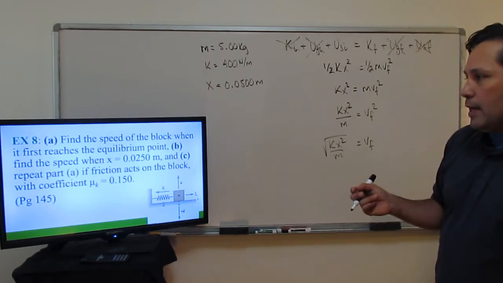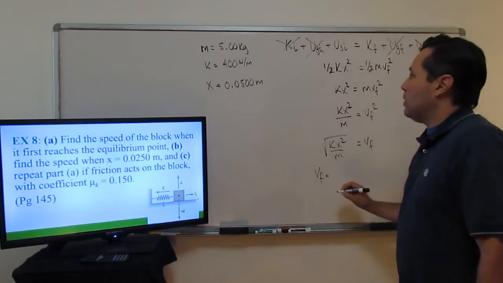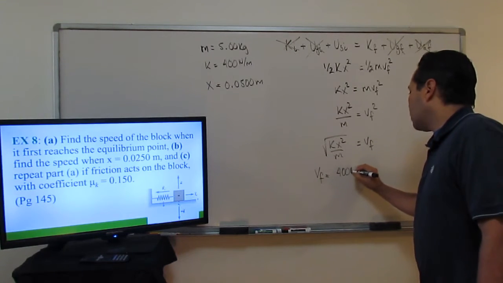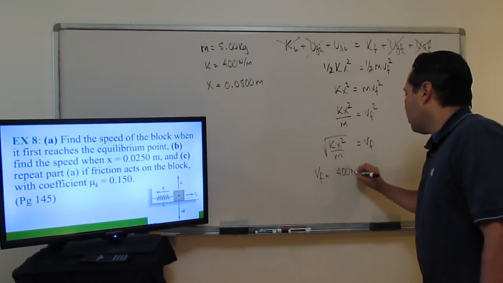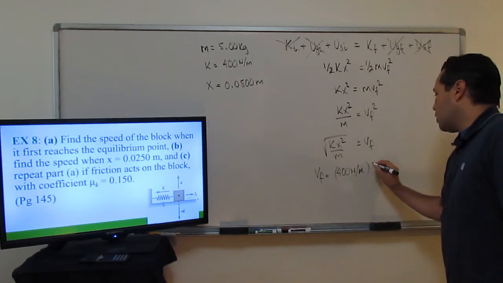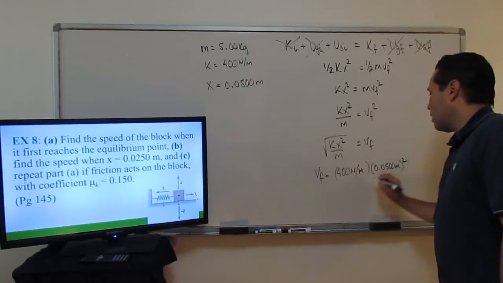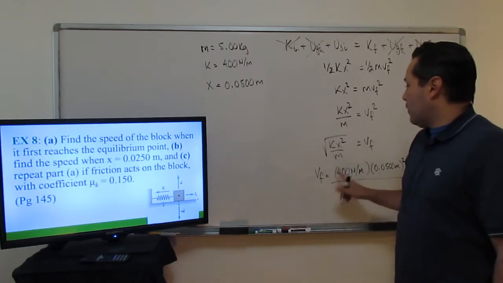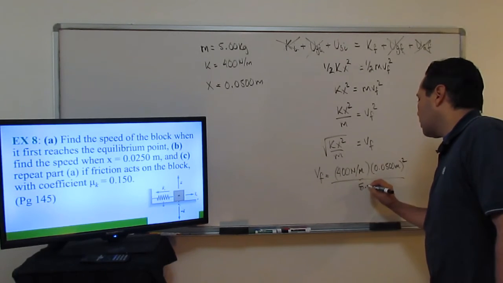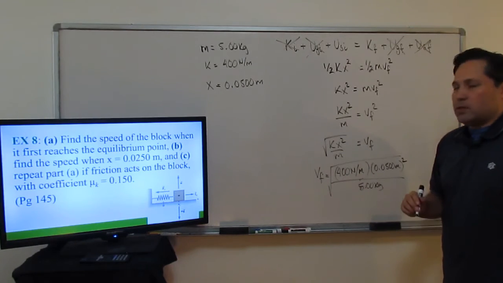Alright, so let's now plug in the values. So velocity final is going to be the constant, which is 400 newtons per meter, multiplied times the compression of the spring, which is 0.0500 meters squared, and that's going to be divided by the m. The m is the mass, which is 5 kilograms, and then we're going to square root it.